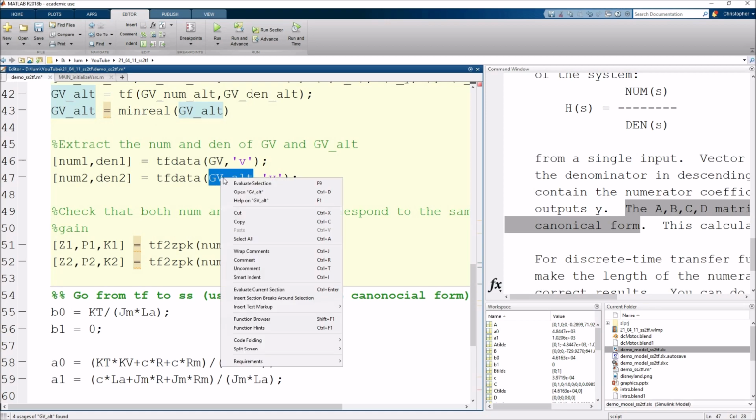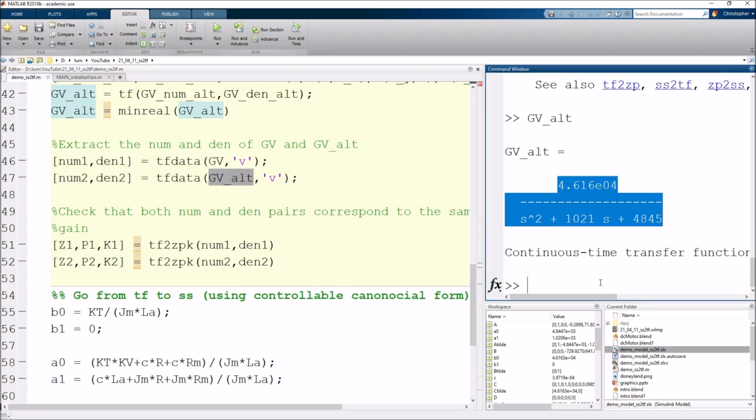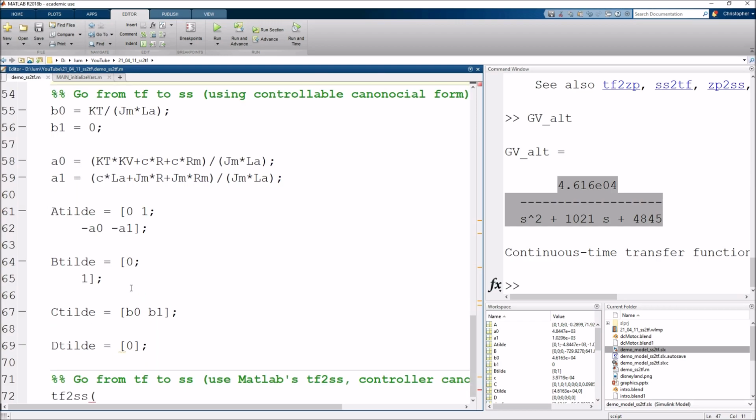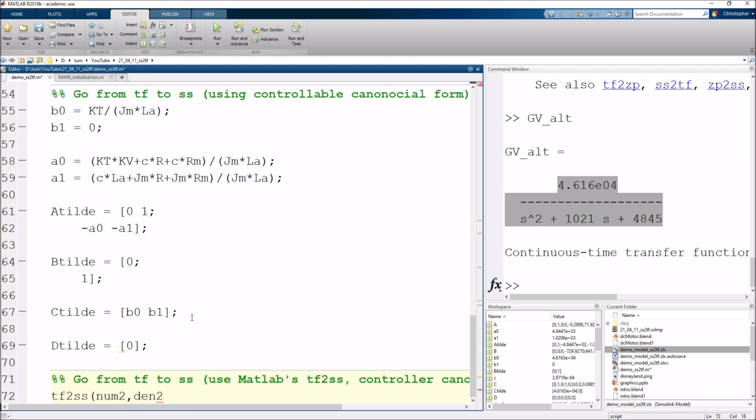So again, let me just F9 this. We'll see what it looks like. Here is our second order transfer function between the armature voltage and the velocity of the motor, right? This is what it was. So we already ripped off the numerator and the denominator right here using TF data. This is exactly what I need to copy and pass into TF to SS, and what we should get out of this is an A, B, C, and D matrix.